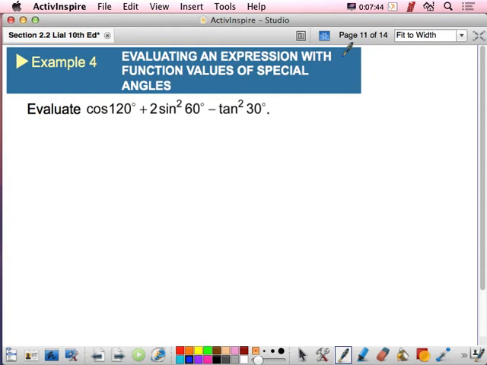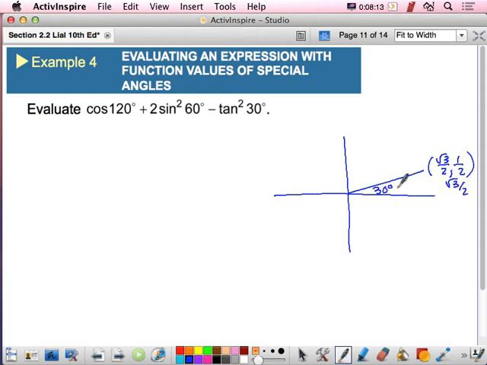Okay, so in order to evaluate this, I need to deal with an angle of 30, 60, and 120. So I'm going to come off to the side and draw them all. The nice thing is I don't have to do any coterminal angles. They're already small enough, all between 0 and 360. For the 30 and 60 degree points, I already have those memorized. The 30 degree point is square root of 3 over 2, comma 1/2, with a tangent of square root of 3 over 3. For my 60 degree point, I know I'm at the ordered pair 1/2, comma square root of 3 over 2, with a tangent of the square root of 3.